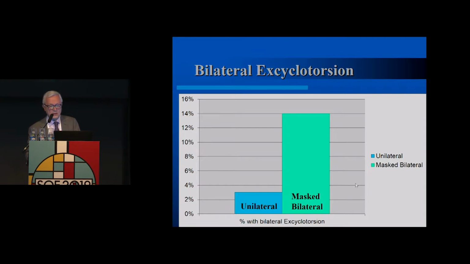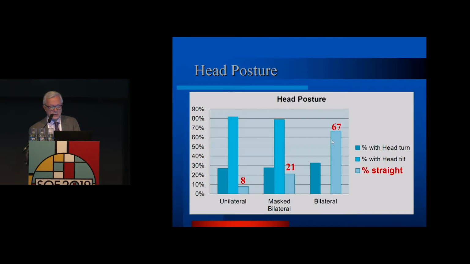As Kushner and others have described, the patients who turned out to be bilateral had a much higher rate of bilateral excyclotorsion, around 14% versus 13% in those who stayed unilateral. The abnormal head posture in true bilateral patients, and these are aside from the 110 cases: 67% of these patients had a straight head posture, no chin down, no head turn, no head tilt, nothing. In the unilaterals, it was 8%. In the masked bilateral, it was 21%.